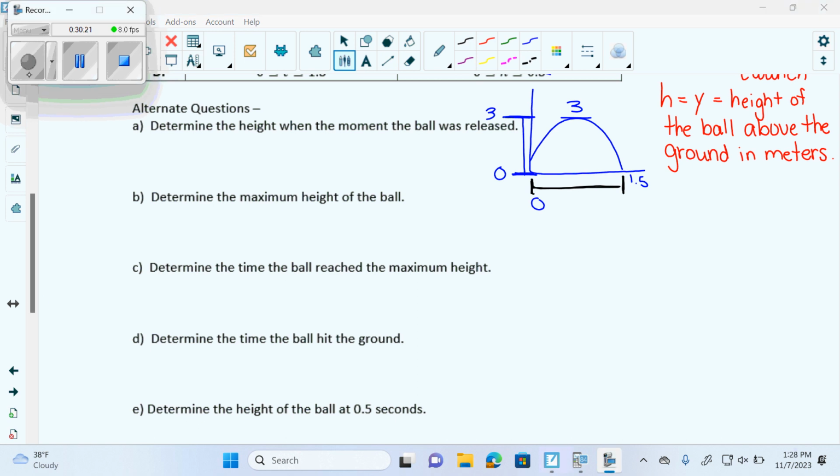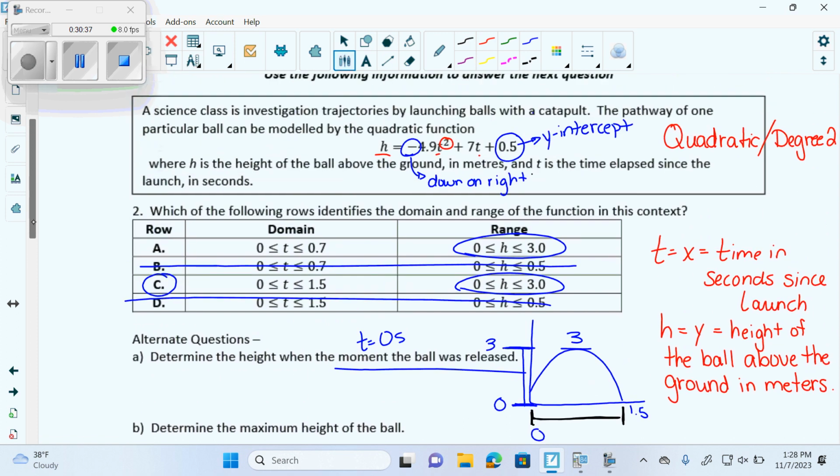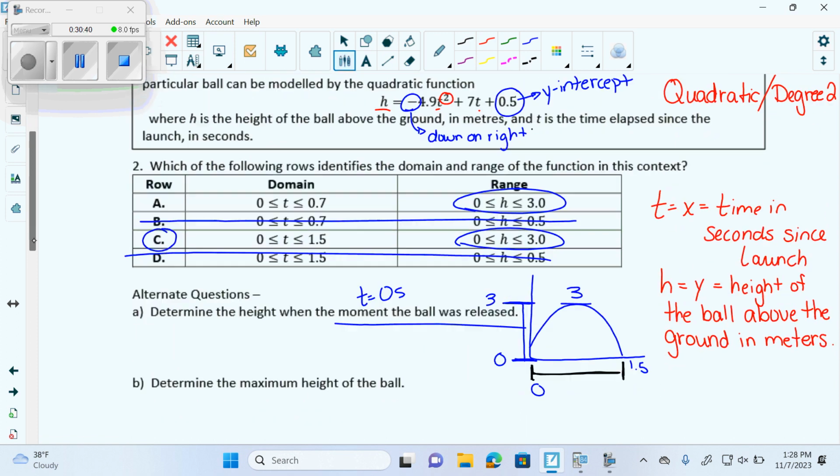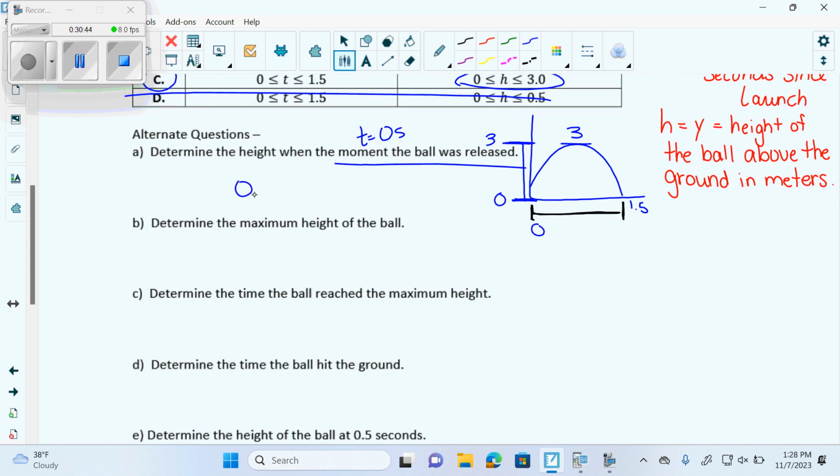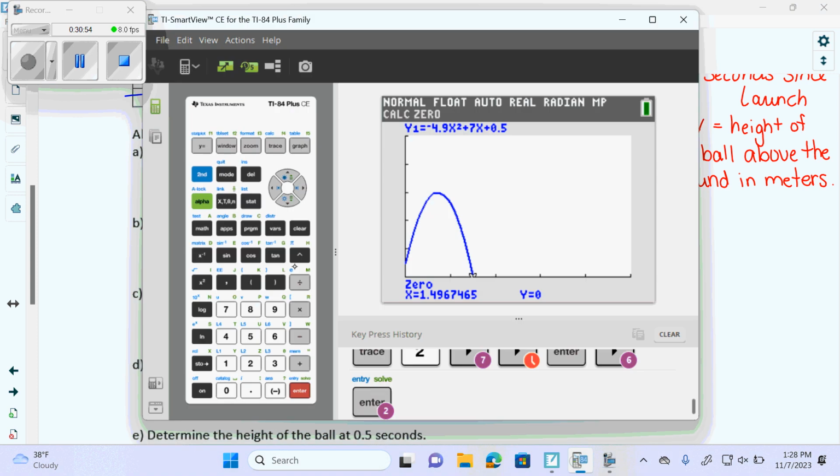So, moment of release. The moment the ball was released, what are they asking for? t equals 0 seconds. Nothing has happened. So they're asking for the y-intercept, right? What was the y-intercept? 0.5. I didn't have to type anything in my calculator. It's that constant. So 0.5 meters. Determine the max height. We found that already. What was the max height? 3 meters.